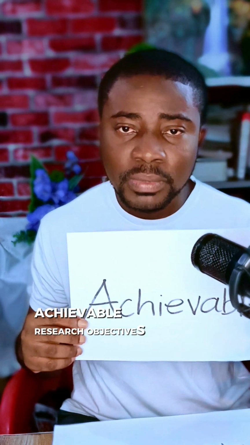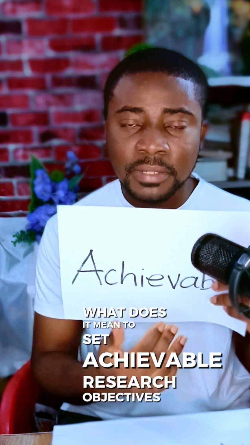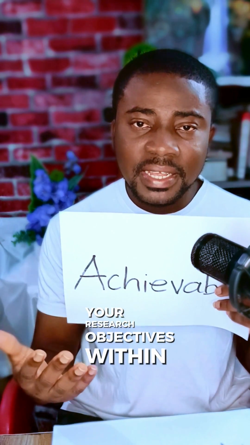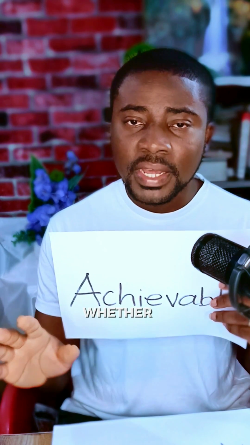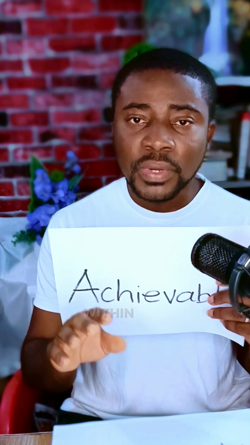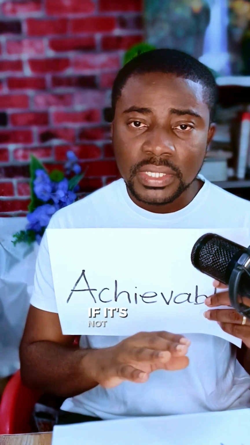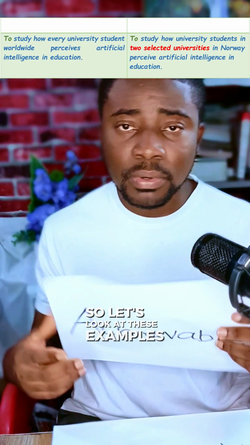achievable research objectives. What does it mean to set achievable research objectives? It means that you should be able to set your research objectives within the time frame and resources available. Be honest and ask yourself whether you'll be able to achieve the research objectives that you set within the time frame given by your institution. If it's not realistic, then consider changing it. So let's look at these examples.